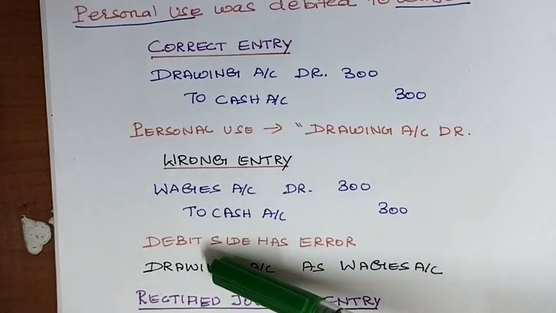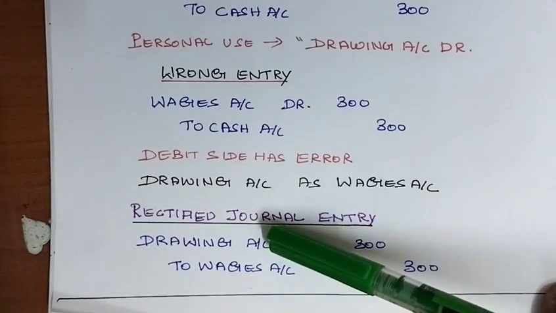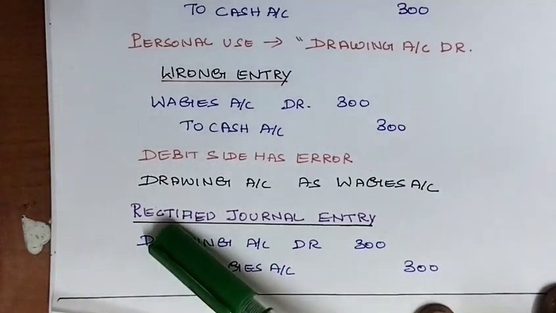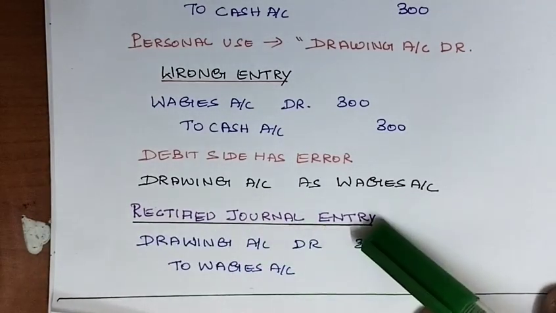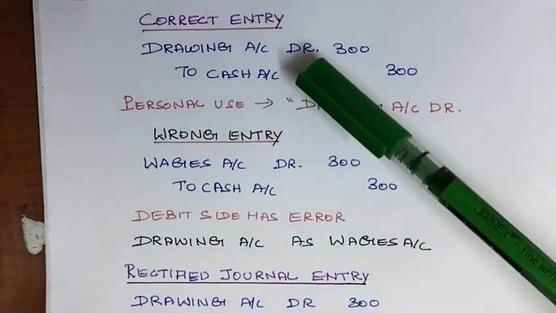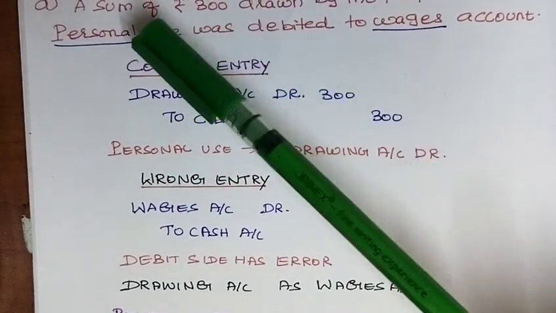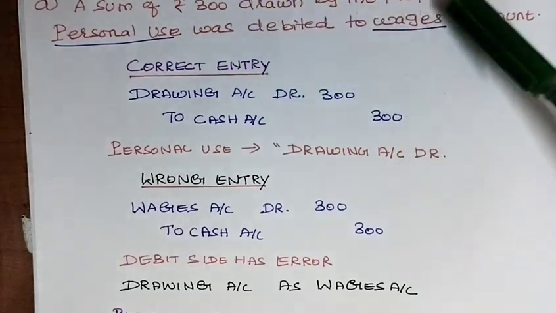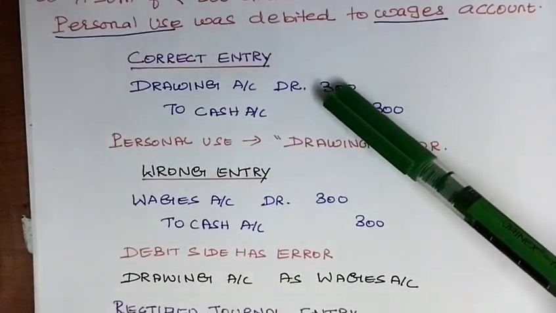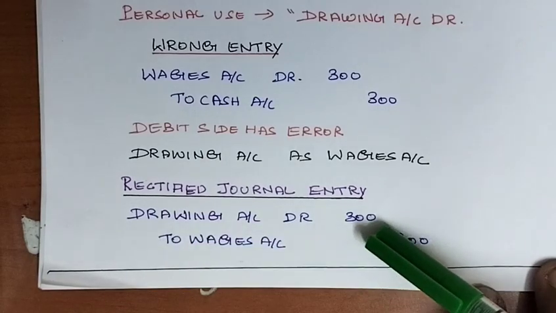Okay, how can you rectify this transaction? We found the error. How can you rectify this error? So we enter the rectification journal entry. First you enter the correct entry, correct account. So drawing account debtor is the correct account. A sum of rupees 300 drawn by the proprietor for personal use means drawing account debtor 300. So first you have to enter the correct account, drawing account debtor 300 rupees.